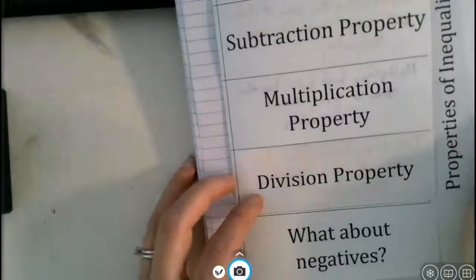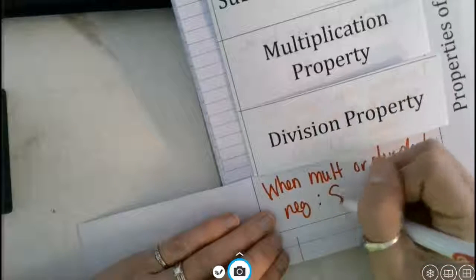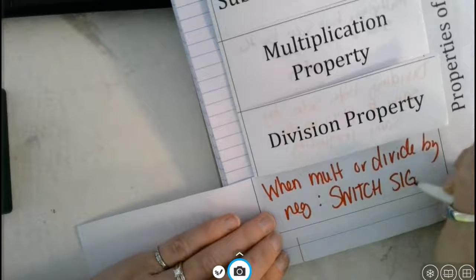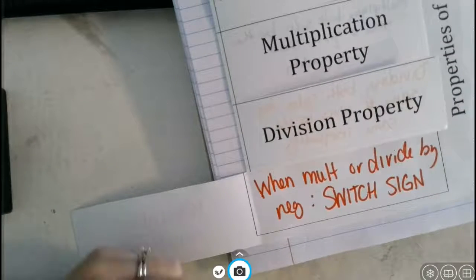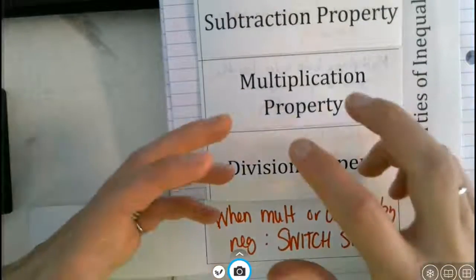Okay, so our final little thing is we have to talk a little bit about negatives. So we've only been looking at multiplying and dividing by positive values. Things actually change when I am multiplying or dividing by a negative. So we're going to do this big and bold just so we make sure we have it. When multiplying or dividing by a negative, we have to switch the direction of our sign. So that's our big final rule. It doesn't matter up here when we're adding or subtracting, but when I'm multiplying or dividing by a negative, I have to switch the direction of my sign.